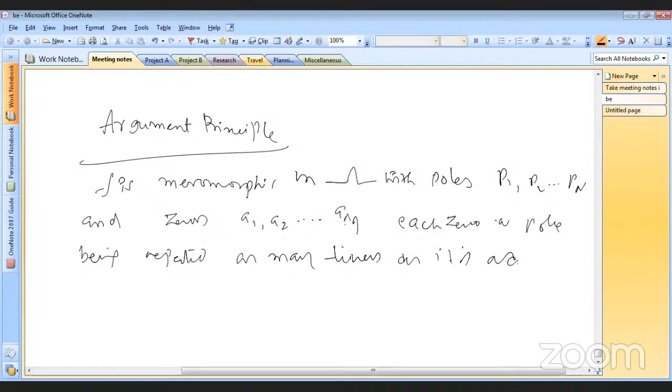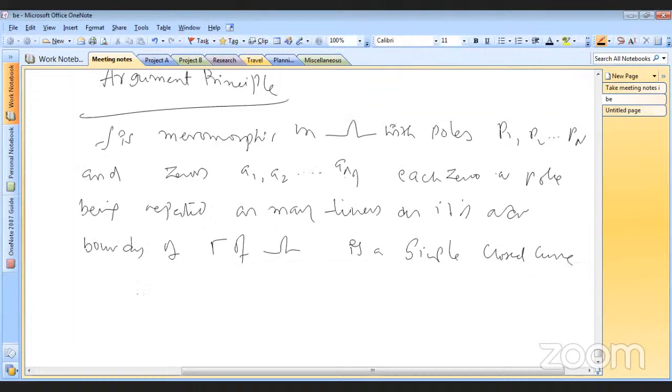So this is f meromorphic on Omega. The poles I told you in last week's definition are p1, p2, ..., pn, and the zeros a1, a2, ..., am, each counted by its order. The boundary gamma of Omega is a simple closed curve. Then 1 by 2 pi i, the integral over gamma of f dash z by f of z dz, is equal to m minus n. So this is the argument principle.